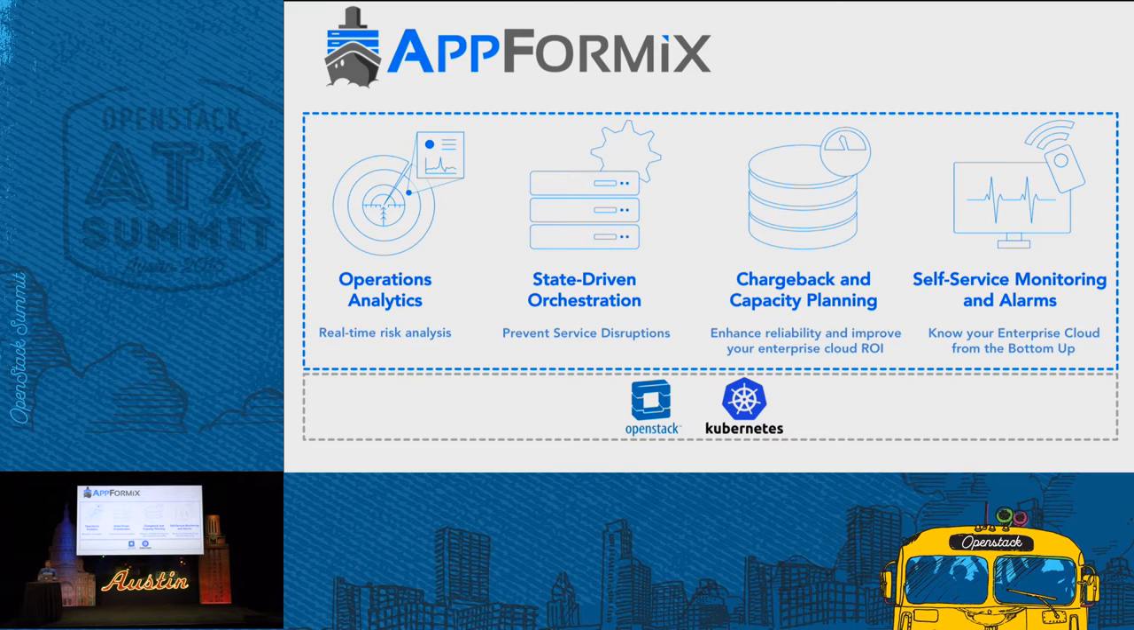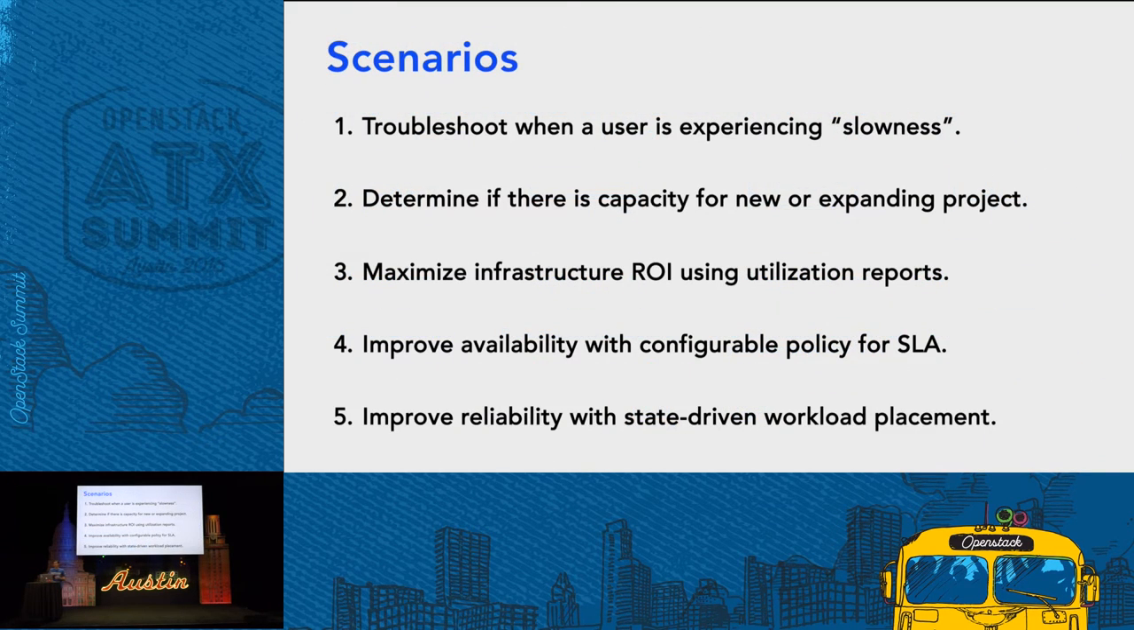Today, what I want to do is highlight a couple scenarios and walk through really a live demo of what AppFormix does for five different situations, basically. So the first one I'm going to talk about is when a user calls an operator and says, I'm experiencing slowness inside my VM or my application. And the operator needs to help the user understand and find what is the cause of that problem. So how can our tools help to troubleshoot?